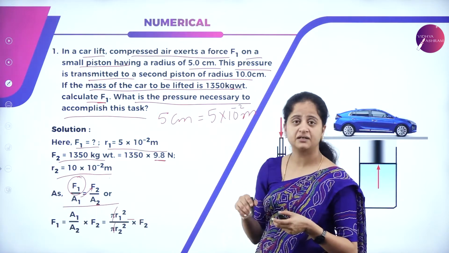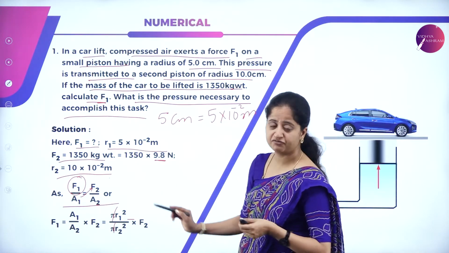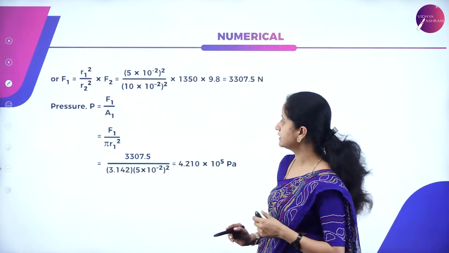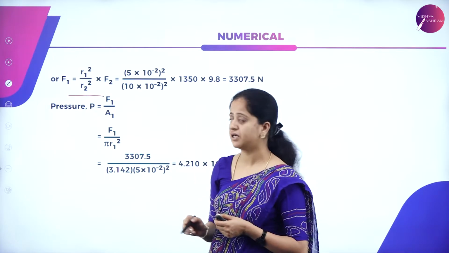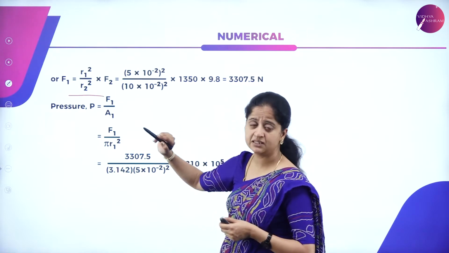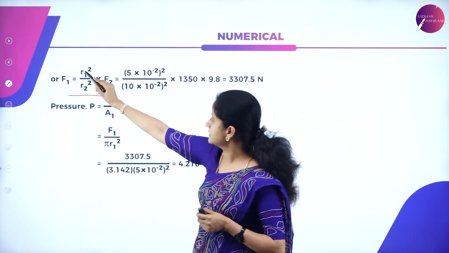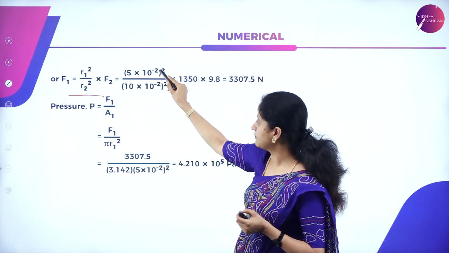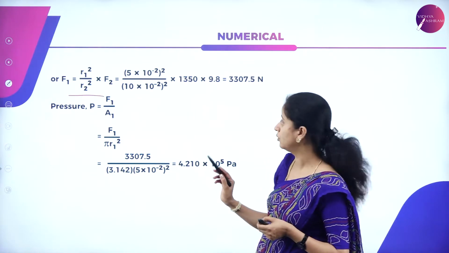Radius of two pistons are different. Pi value is same, so it can get cancelled. F2 value is different. R1, R2 values are different. So let us now substitute all. We have F1 is equal to R1 square divided by R2 square into F2. R1 is 5 centimeter. It can be written as 5 into 10 power minus 2 meter. Since it is R1 square, 5 into 10 power minus 2 the whole square divided by 10 into 10 power minus 2 the whole square.